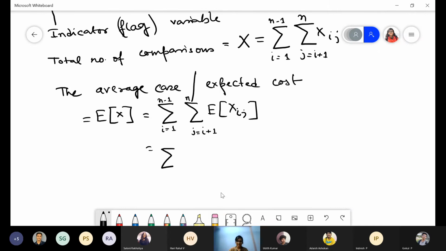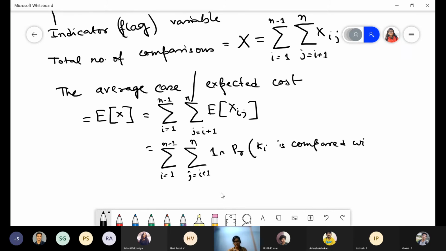So here we have to take again i equals 1 to n minus 1, j equals i plus 1 to n. E of xij means 1 times the probability of this event, that i and j are compared, say ki is compared with kj, plus 0 times the probability that ki is not compared with kj.